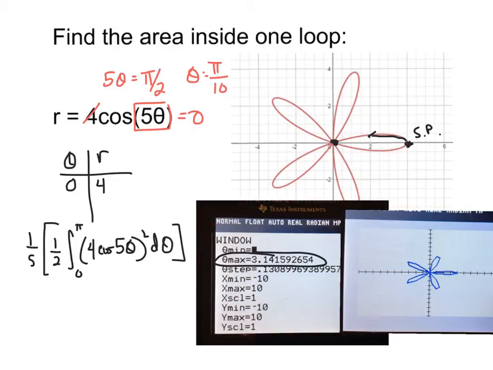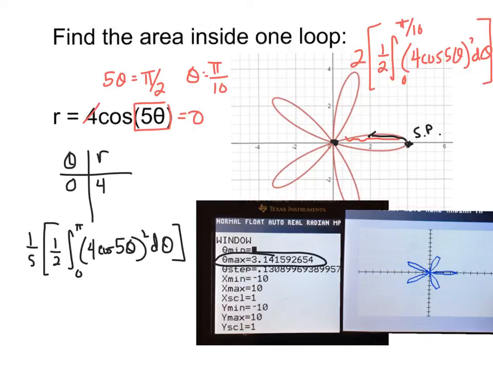So if you integrated from 0 to pi over 10, you would have the top like this. So then you would just double your answer, and then you'd have a whole petal. Another thing you could do is integrate from negative pi over 10 to pi over 10, because negative pi over 10 would be here. So negative pi over 10 to pi over 10 would actually give you a loop, and then you wouldn't have to double or do anything.